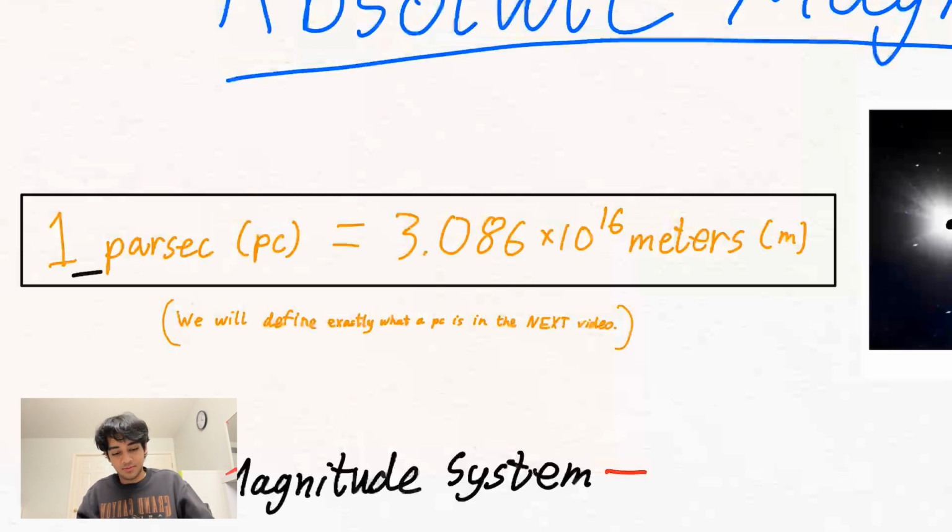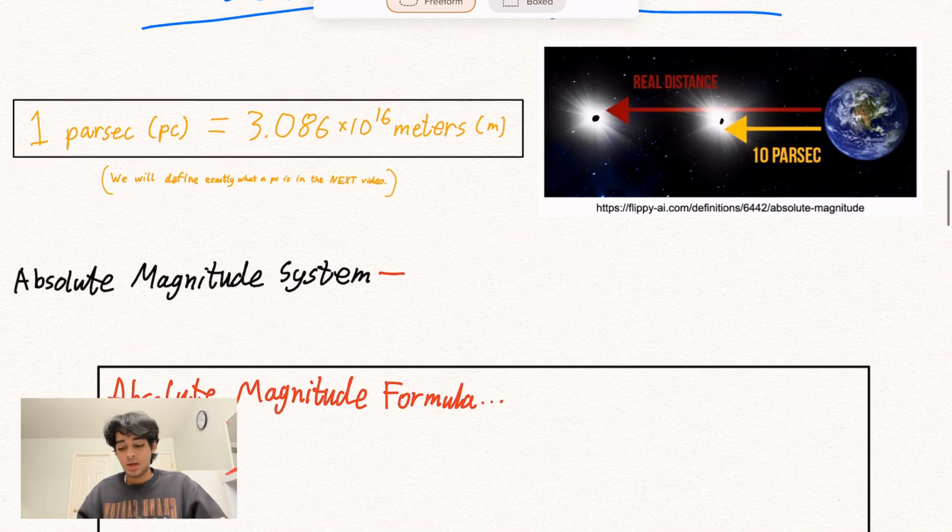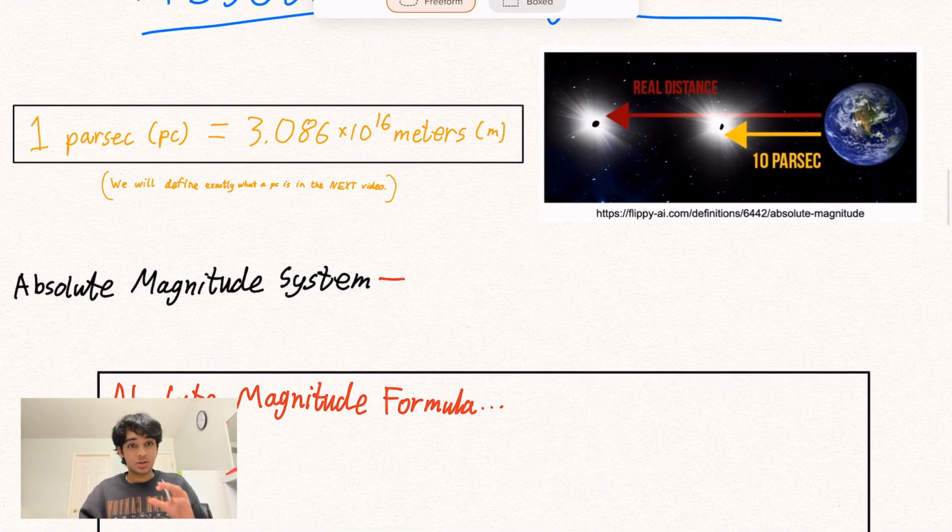This is a unit of measurement that we use in space, like light years, astronomical units, etc. But we'll talk about more exactly how a parsec comes from in our next video. So let's write this definition down. The absolute magnitude system compares stars to how they actually are by themselves, making distances irrelevant.